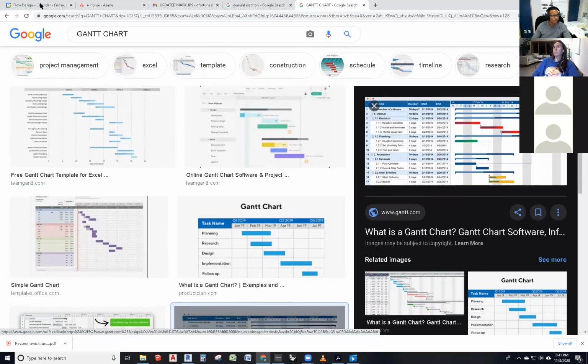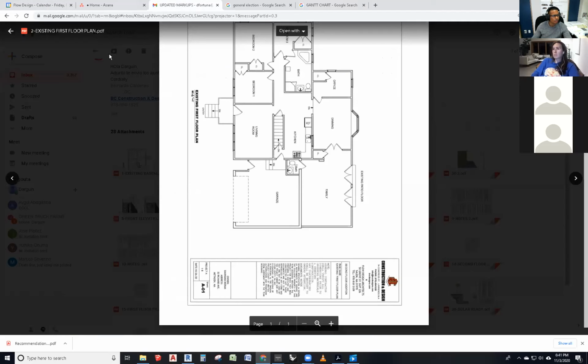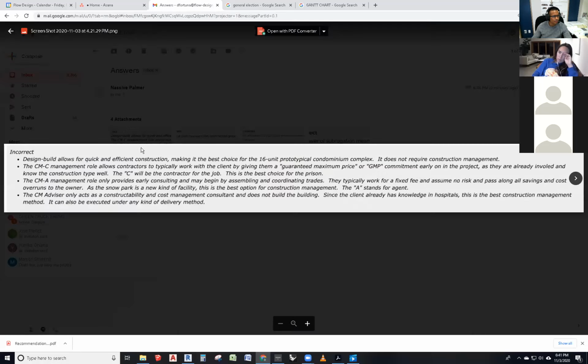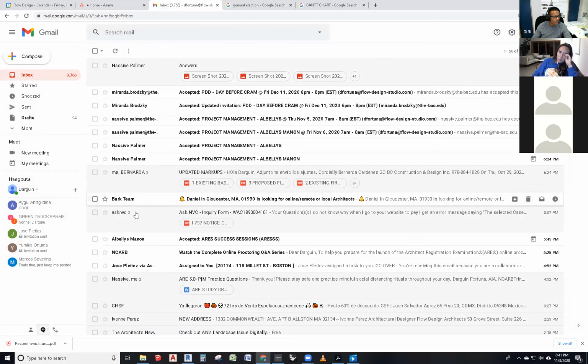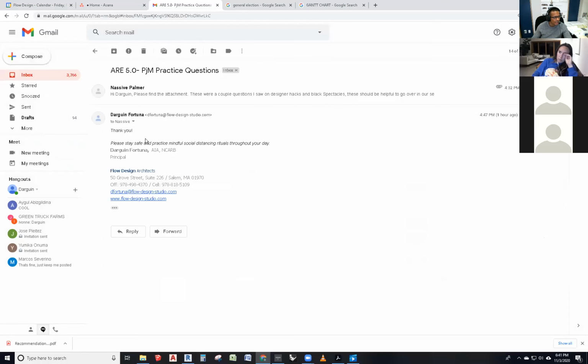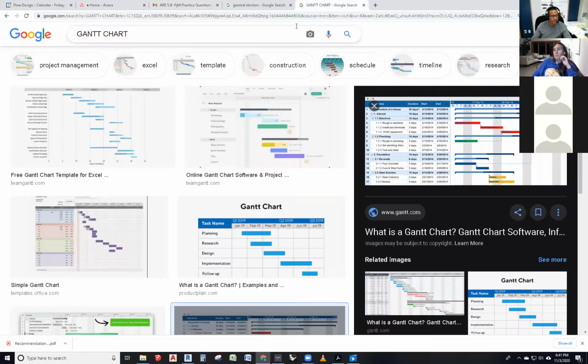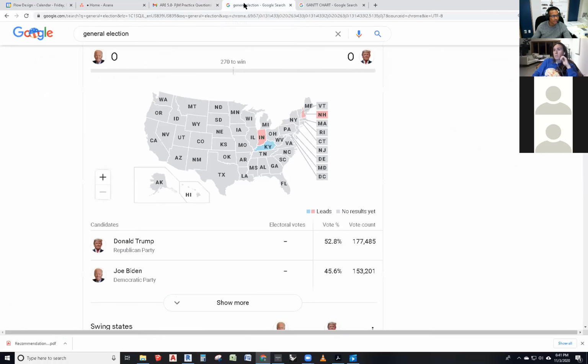And what Nasir was sharing and showing were really a bunch of concepts that, oh, he actually sent me the answers, that you wouldn't understand unless you saw what we were talking about. So the critical path method chart would graphically depict which of the following variables and items of a project. So I already told you that it shows sequences, right? You saw the different sequences in here.